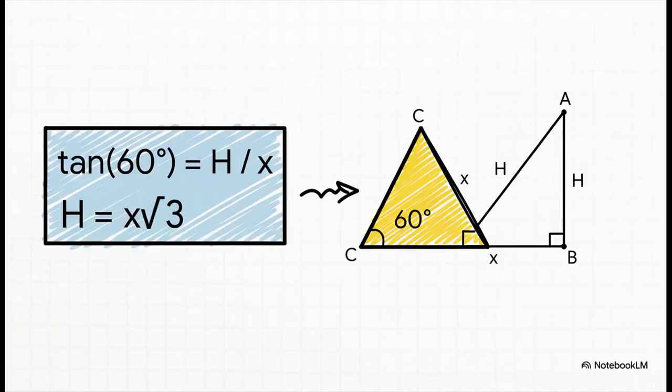Let's focus on that first smaller triangle. The angle is 60 degrees. Now, we need to connect the height, h, which is the perpendicular, to that unknown distance x, which is the base. Perpendicular and base. That means we use the tan ratio. This gives us our first equation. h equals x times the square root of 3.